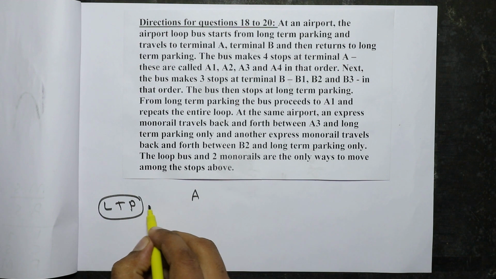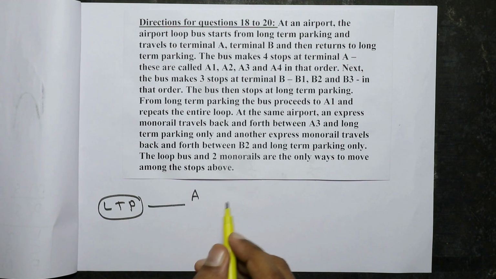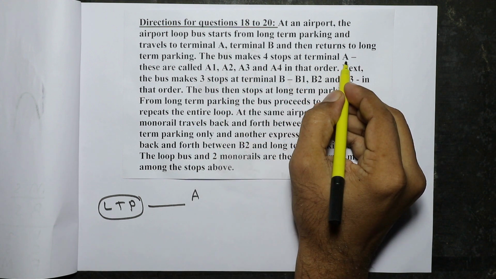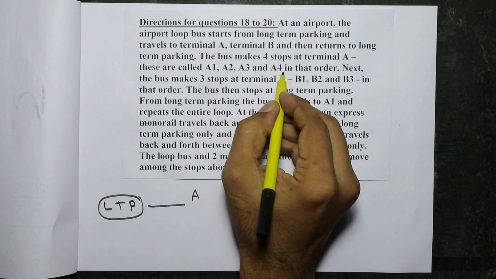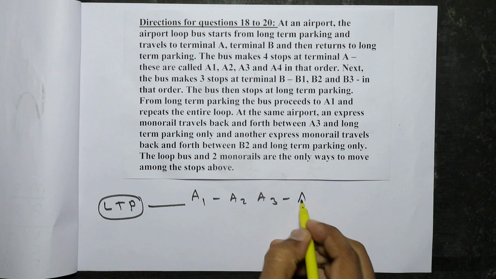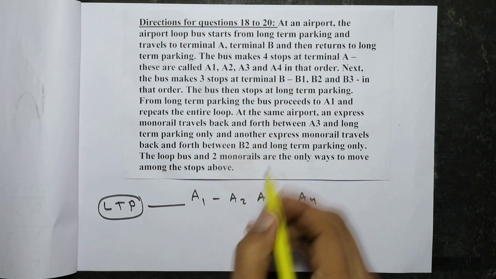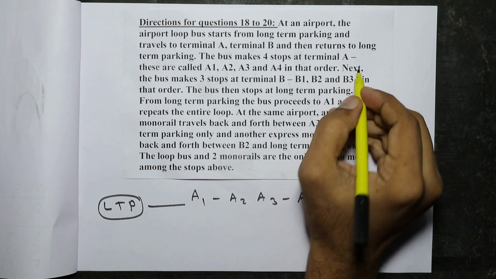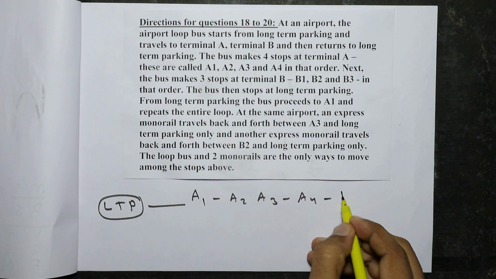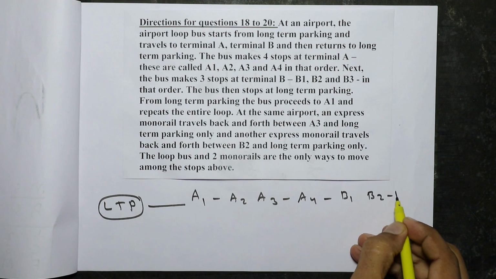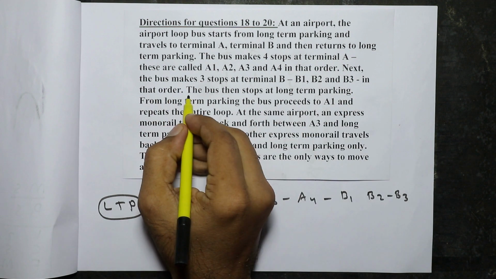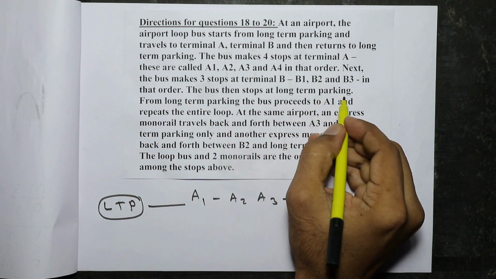Initially it goes to terminal A, and in terminal A the bus makes 4 stops: A1, A2, A3 and finally A4, in this order. Then the bus makes 3 stops at terminal B. That is, in terminal B you have B1, B2 and B3. And in that order, the bus then stops at long-term parking.